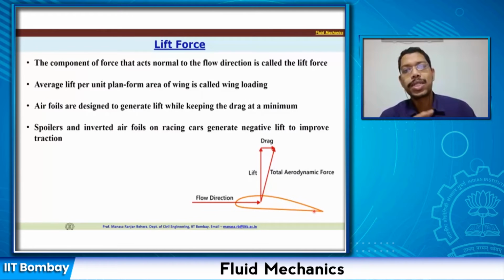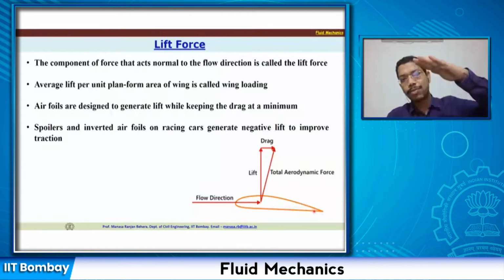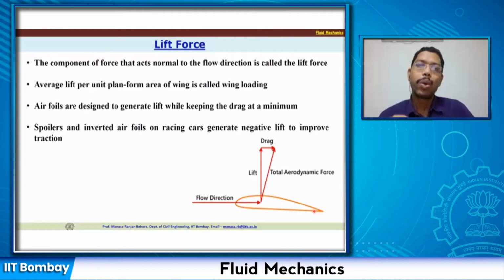Now let us understand what the lift is. When we calculate, the lift may vary, so we try to calculate the average lift. The average lift per unit planform area of a wing, typically an aircraft wing, is called wing loading. So you have a wing, and the area of that wing is the planar area, and the force is acting in this direction. The total lift force is F. So F divided by A is the wing loading.